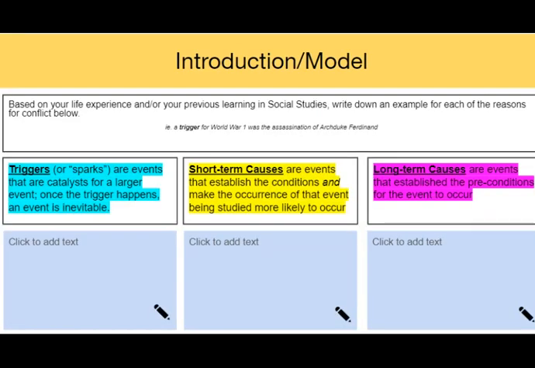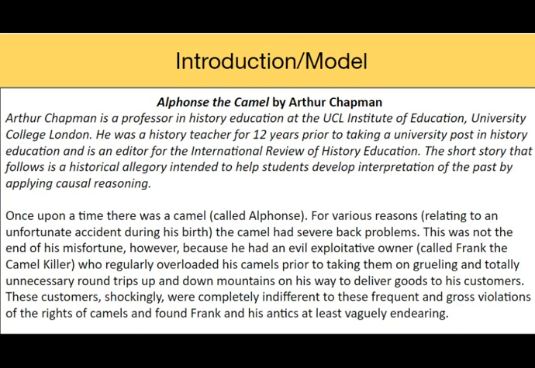Short-term cause, long-term cause, for Alphonse the Camel by Arthur Chapman. Now, Arthur Chapman is a professor in history education at the UCL Institute of Education. That's University College London. He was a history teacher for 12 years before taking the university post in history education. He's an editor for the International Review of History Education, which I've actually seen. It's pretty cool. The short story that follows is a historical allegory, meaning it didn't actually happen. And the point of the story is intended to help students develop interpretation of the past by applying causal reasoning, meaning that whole trigger, short-term, long-term situation, right?